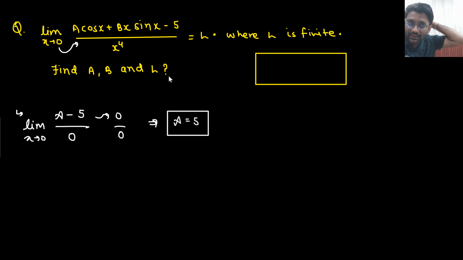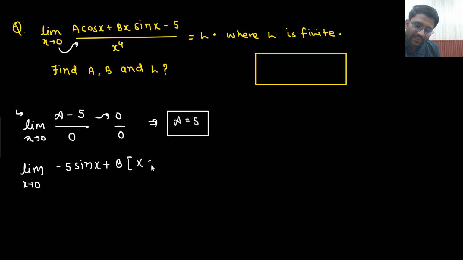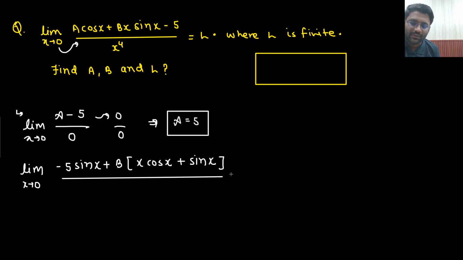And then, sir, I know that since a equals 5, I am getting a 0 by 0 form, then, sir, I can apply the L'Hopital rule. So let's actually apply the L'Hopital rule. Sir, a minus sin x, and what is a? A is 5 only. So let's put 5. So 5, differentiation of cos x will be minus sin x, plus b, differentiation of x sin x, what would that be? First as it is, differentiation of second, plus second as it is, differentiation of first. Then differentiation of 5 will be 0, divided by 4x cube.